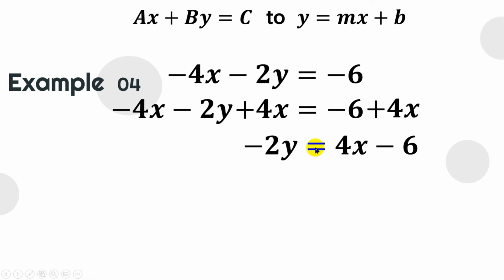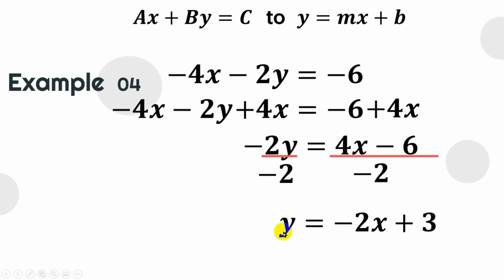Now, kailangan natin positive 1 lamang ang numerical coefficient ni y. So, we have to divide both sides by negative 2. Negative 2y divided by negative 2 is positive y. 4x divided by negative 2 is negative 2x. And then, negative 6 divided by negative 2 is positive 3.